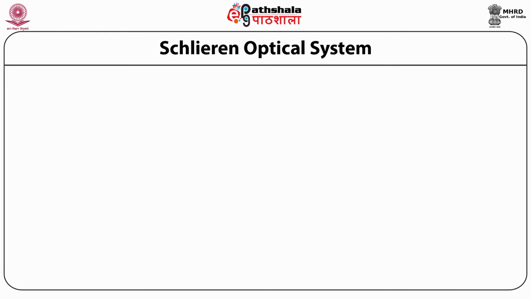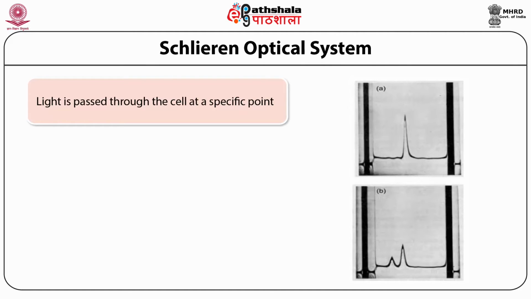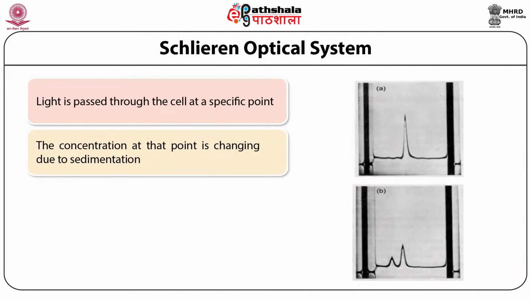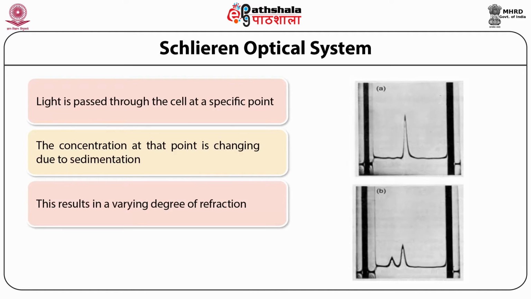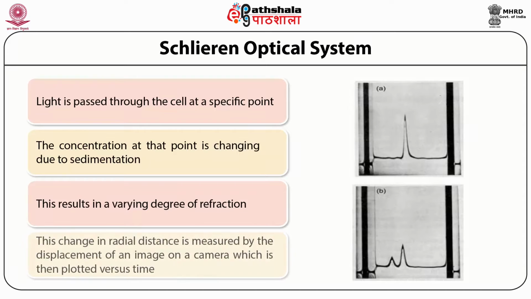In the Schlieren optical system, light is passed through the cell at a specific point. The concentration at that point is changing due to the sedimentation. This results in a varying degree of refraction, and this change in radial distance is measured by the displacement of an image on a camera, which is then plotted versus time. You can see here in picture A and picture B, at the initial stage it has only one peak, but once the centrifugation process starts, it starts moving, and the appearance of another peak indicates the separation of molecules during the course of time.